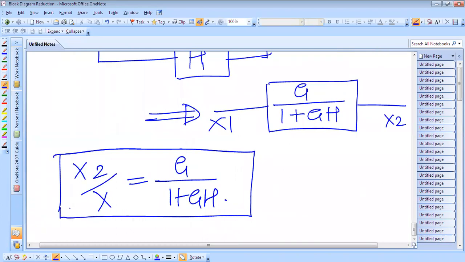Okay, so in this way we can reduce a system having a very complicated block diagram. Okay, so we'll take one example.